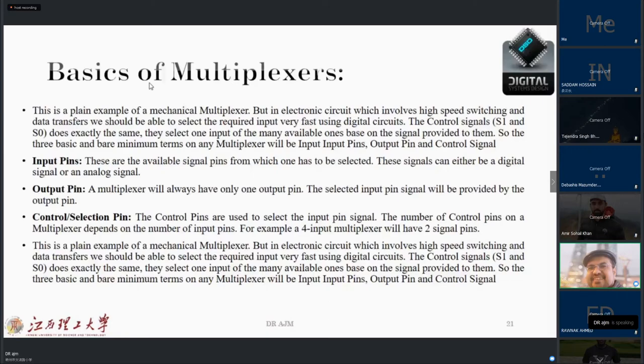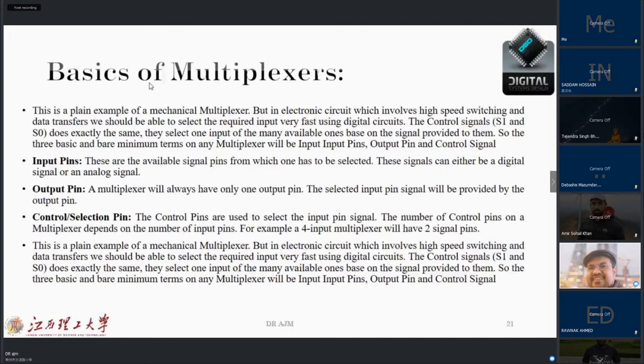But what we really have in electronic circuits, which involve high-speed switching and data transfer, is that we should be able to select the required input very fast using a digital signal. In the sense that in real life, when the data comes, we should have a very fast control selection key that guides the inputs to the output. And as you see, the control signals, which sometimes are called S1 and S0, do exactly the same. They select one input of the many available ones based on the signal provided to them.